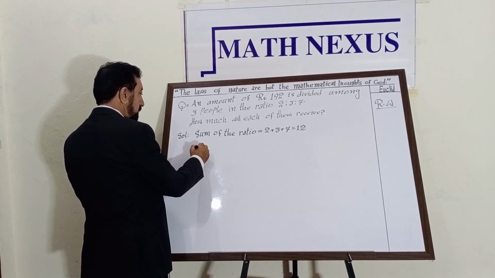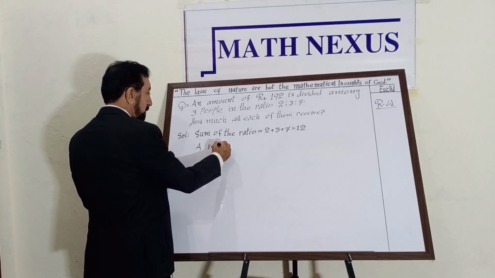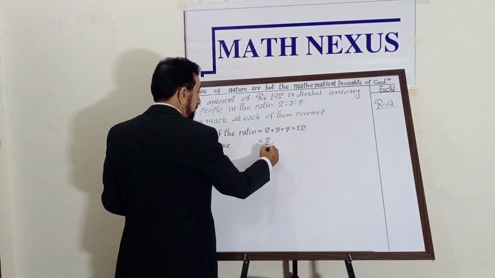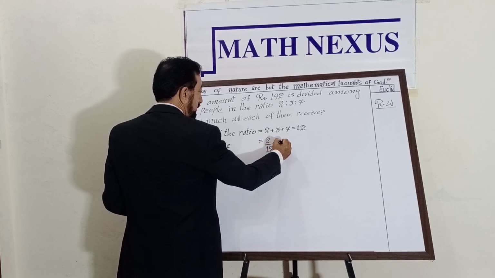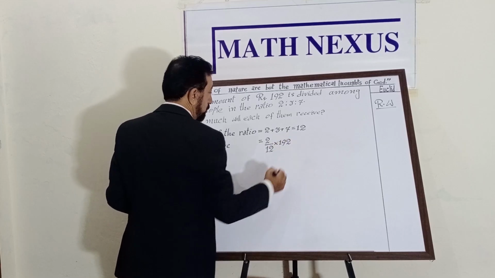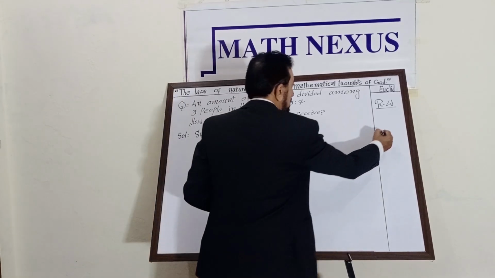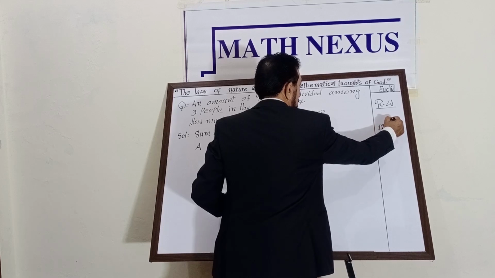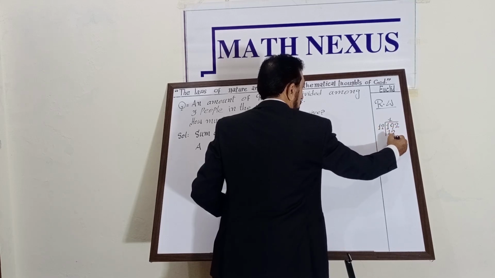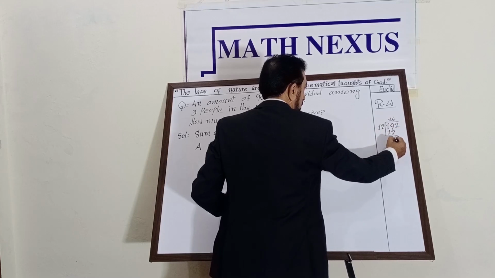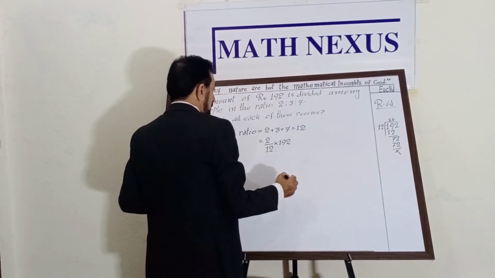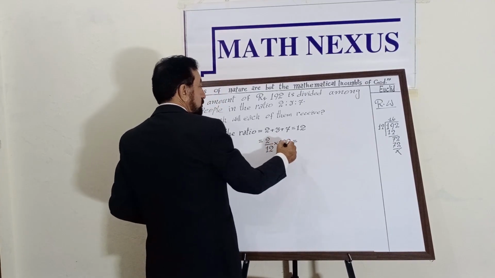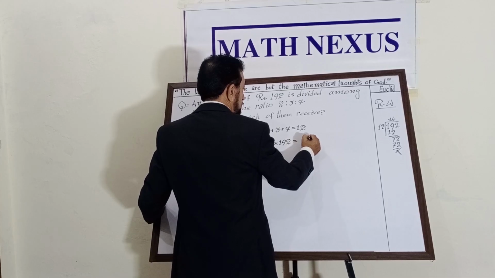Suppose A receives 2/12 into 192. Now 192 divided by 12 is 16. This is equal to 2 into 16 is equal to 32.